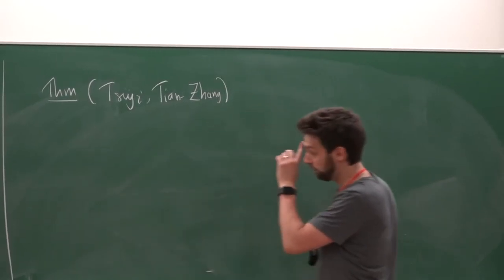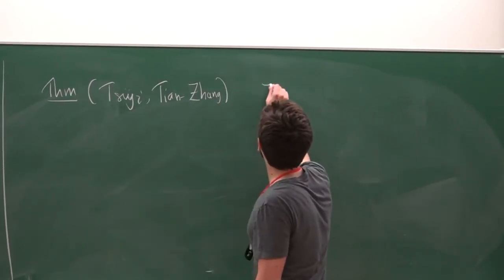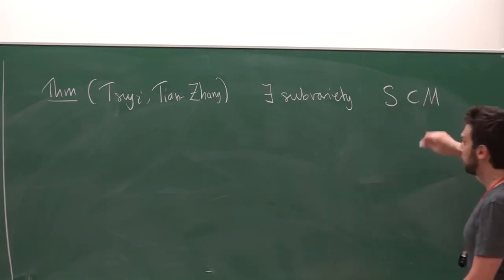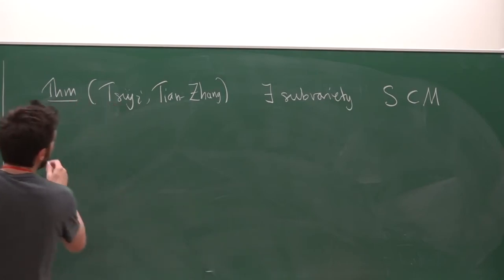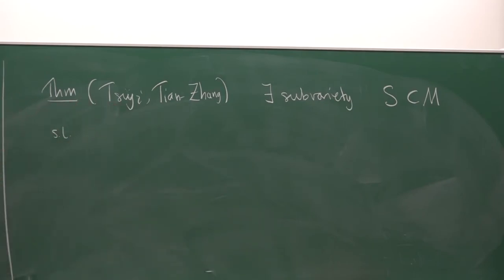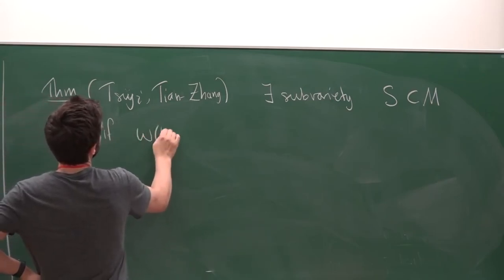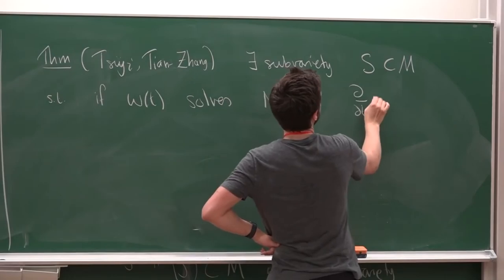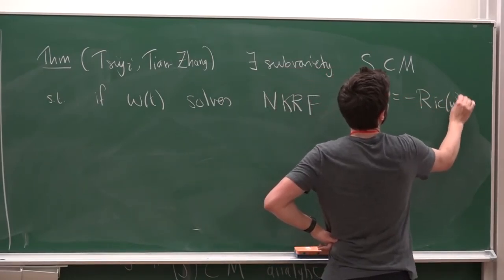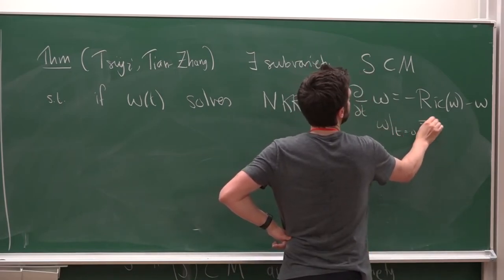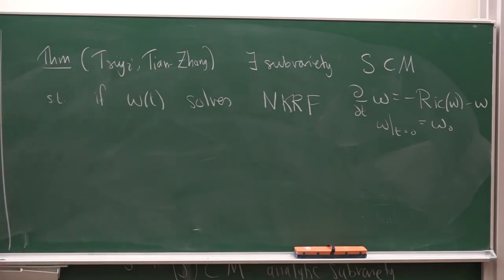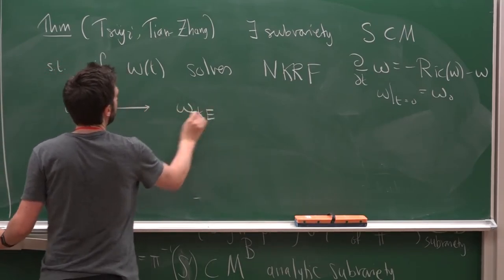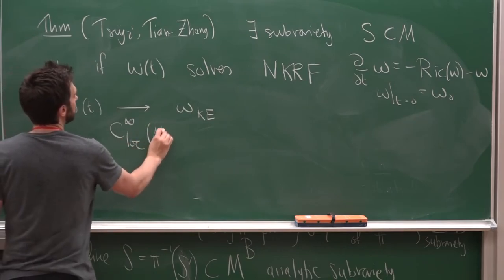What they showed was that there exists a subvariety S in M, such that if omega t solves the normalized Kähler-Ricci flow, so remember that we're talking about the normalized version of the flow, so d/dt of omega is minus Ricci minus omega, with omega t at zero being some fixed Kähler metric omega naught, then omega t converges to a Kähler-Einstein metric smoothly on compact subsets of M minus S.